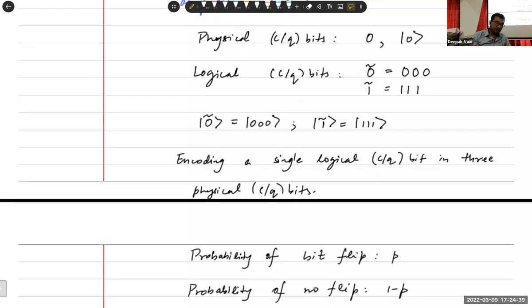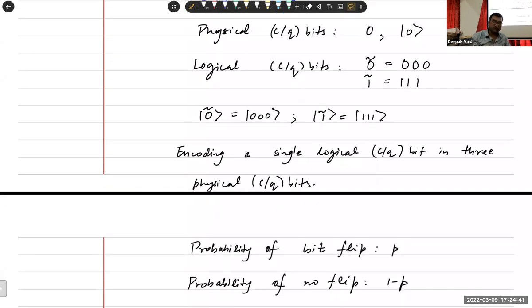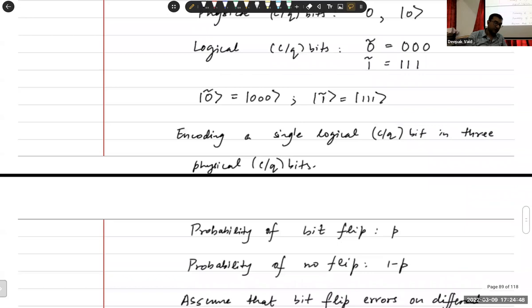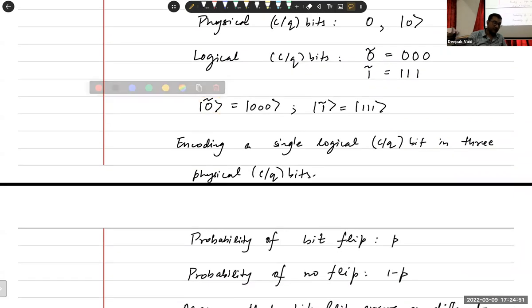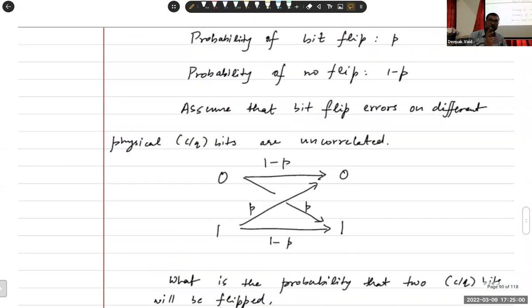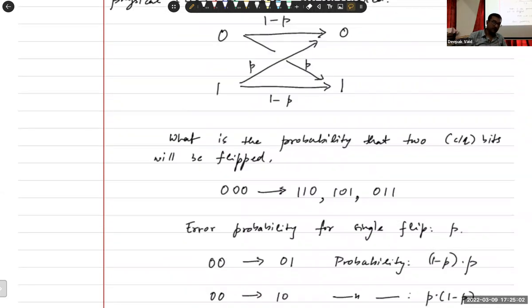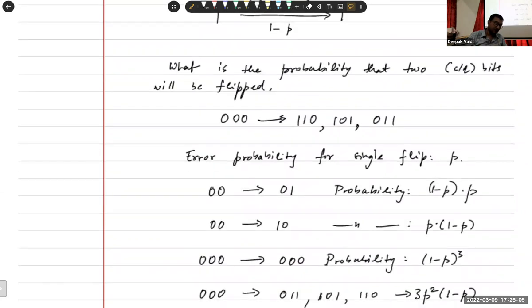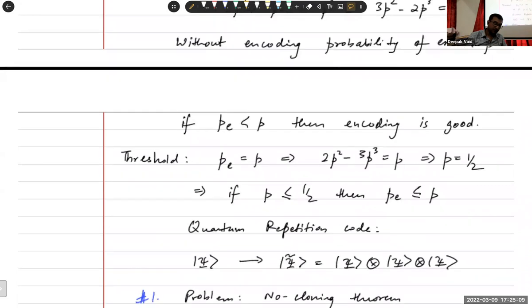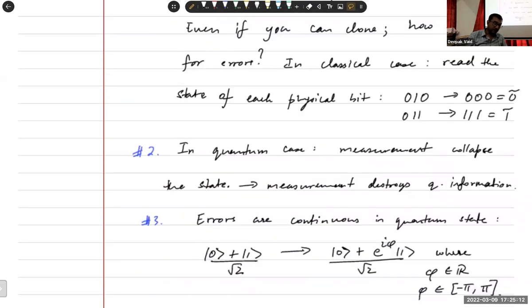So the simplest approach to error correction involves using redundancy, right? So you encode a single qubit, a single logical qubit, using three physical qubits. So that way, if one of those qubits undergoes an error, you will still have two which are unaffected, and maybe there is some way then in which you can recover, right?